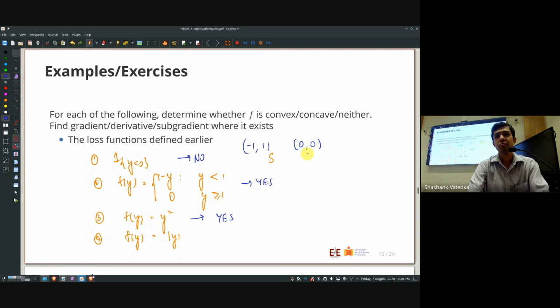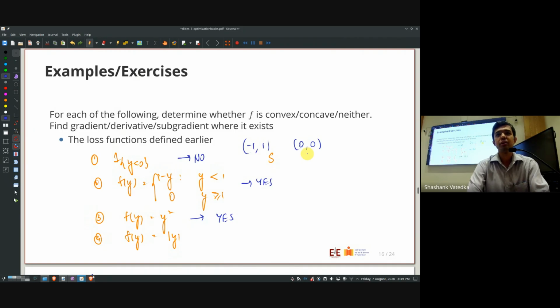And they say, okay, fine. What is the second derivative? It's equal to 0 on both sides, right? Fine. So the second derivative is greater than or equal to 0, therefore it is convex. But that doesn't hold in this case, right? Because it's not differentiable at one point, 0, and that itself can change the convexity or concavity properties.